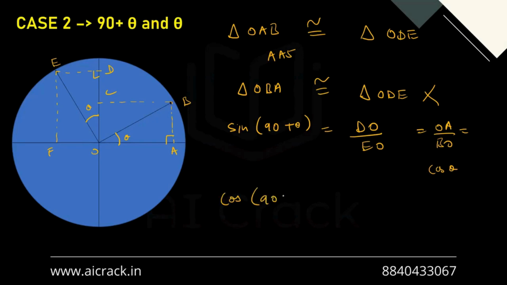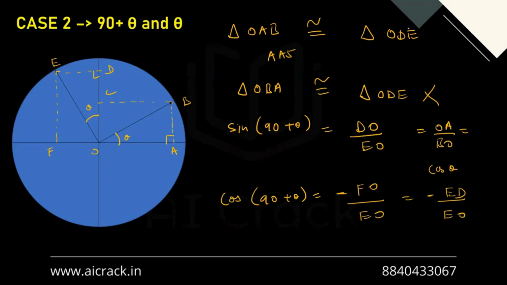Let's look at cos of 90 plus theta. In case of cos of 90 plus theta, we have to find out the projection on x-axis. But over here, the x-axis is negative, right? So it would come with a negative sign. That would become FO divided by radius, that is EO. Now FO is same as ED. This becomes minus ED divided by EO.